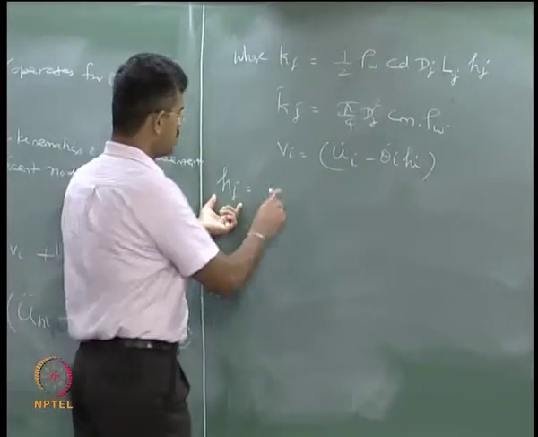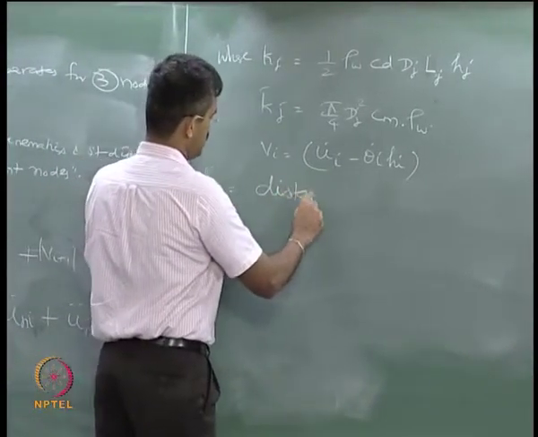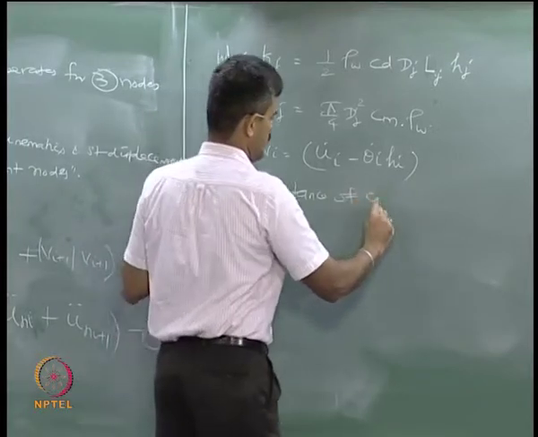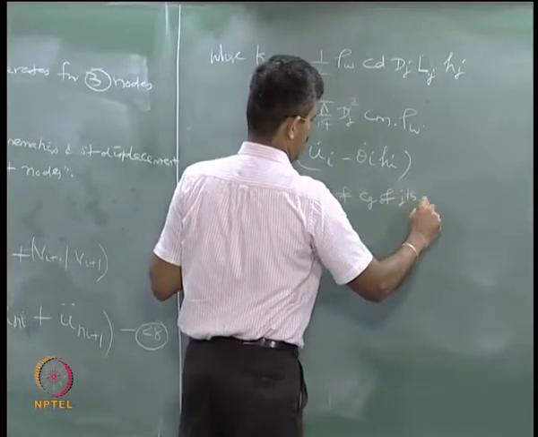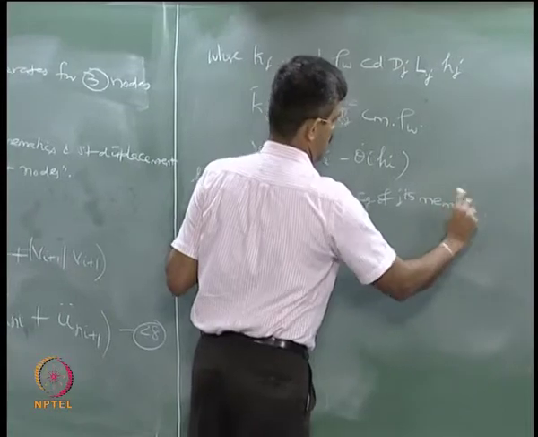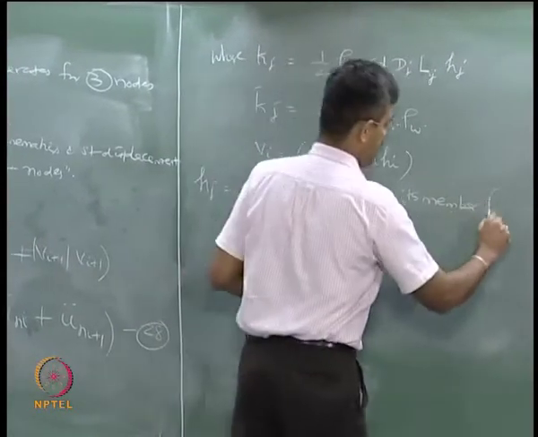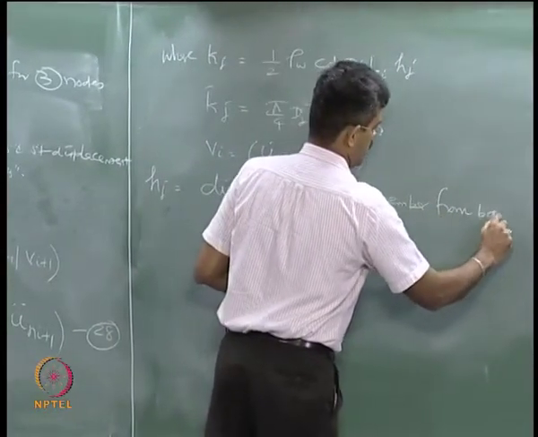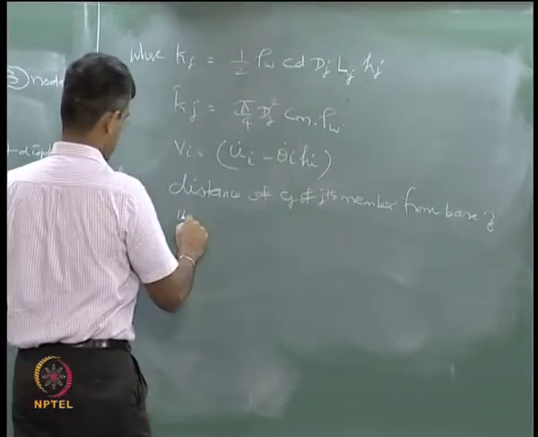Okay, fine. What is h of j? H of j is the distance of the CG of the jth member from the base of the tower.